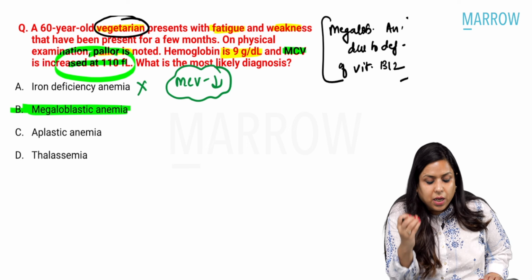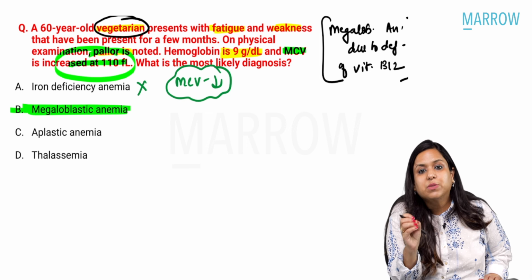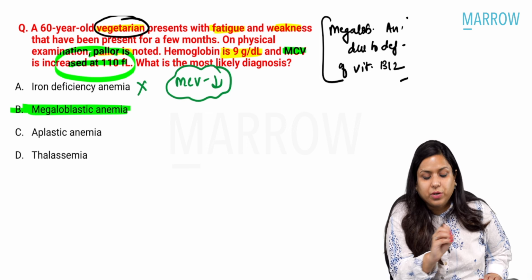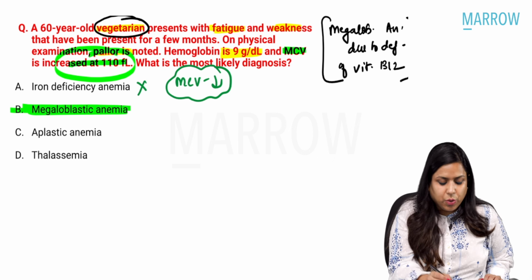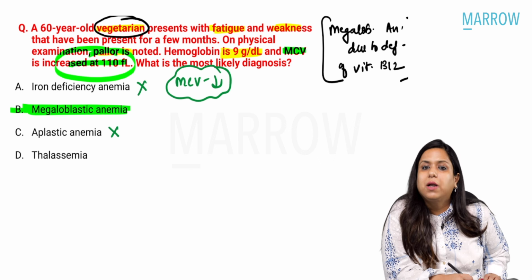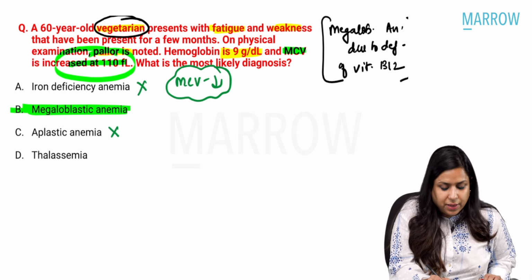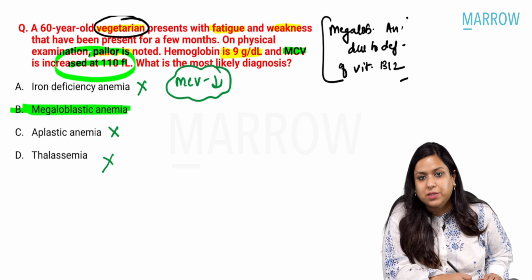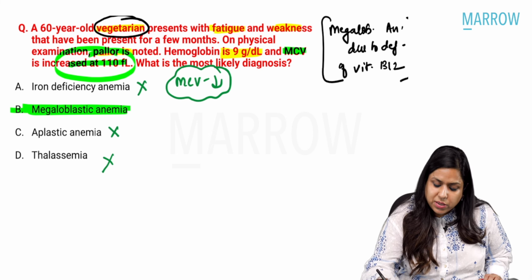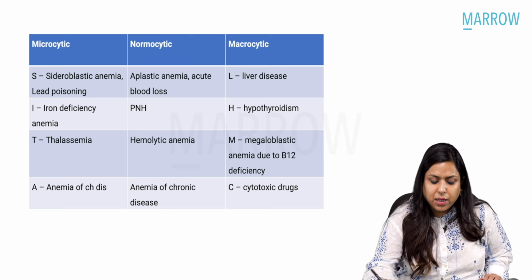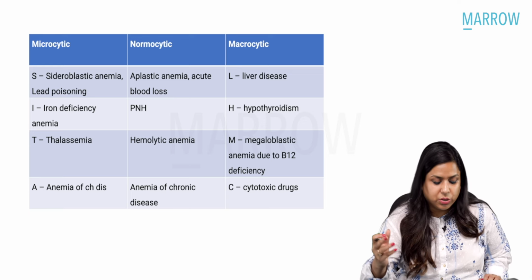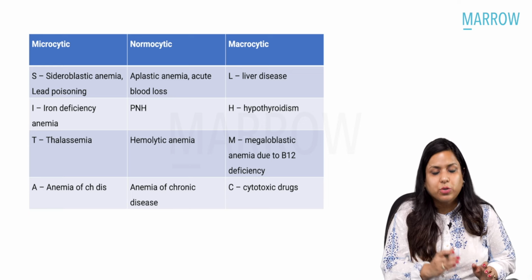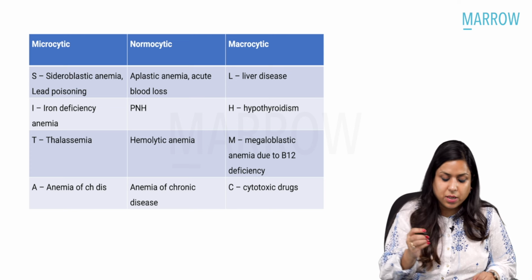Aplastic anemia. An aplastic anemia patient usually has pancytopenia which has not been given. The MCV is also usually normal. Thalassemia, MCV would be totally normal in that case. That is why, students, the answer here is megaloblastic anemia, right? If you remember this table which I told you, students, then it will be a cakewalk, this question. I told you this table of microcytic, normocytic and macrocytic.